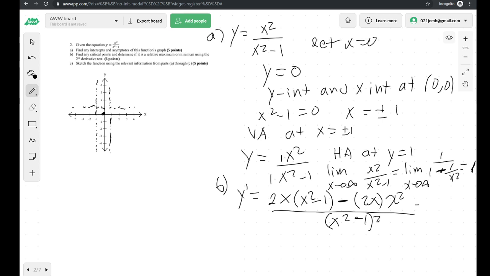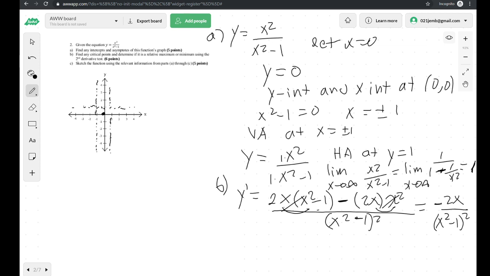Alright, we can simplify the top. As you can see, this over here is going to get you to 2x cubed, and this is negative 2x cubed, so that cancels out. And then we distribute the 2x into negative 1, so we get negative 2x, all of that divided by x squared minus 1 squared. And in order to find the critical points, well, we can find where the derivative is 0 or undefined.